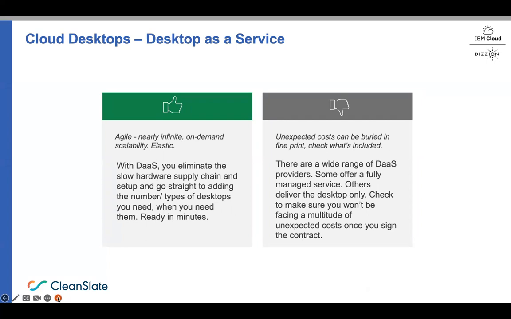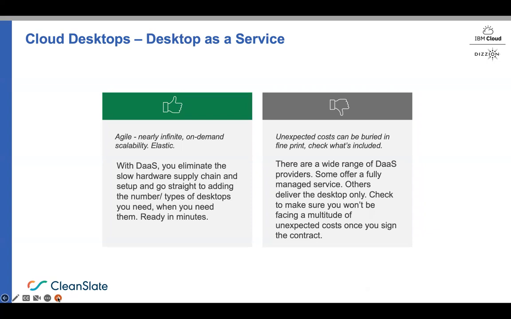So again, where we talked about scalability being hard on the on-prem, traditional VDI side, when you're looking at desktop as a service, it's definitely more agile, nearly infinite. Its on-demand scalability is huge for a lot of people. Being able to account for seasonality, being able to quickly scale up if there's an acquisition or a merger, being elastic, being able to scale up for a shorter period of time because you have a short-term contract, and then being able to scale down. All of these are a really strong selling point for desktop as a service.